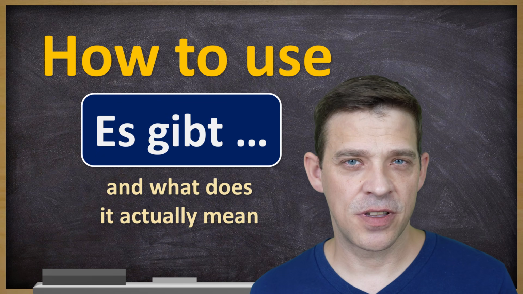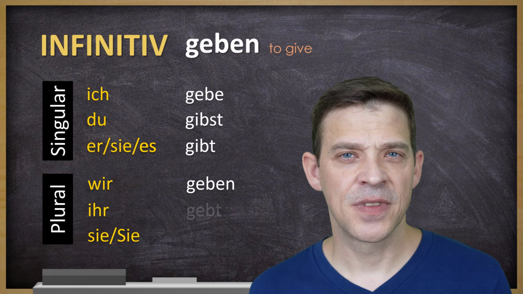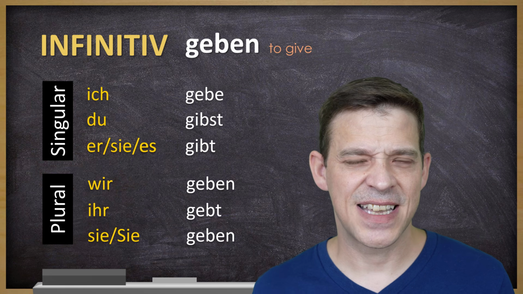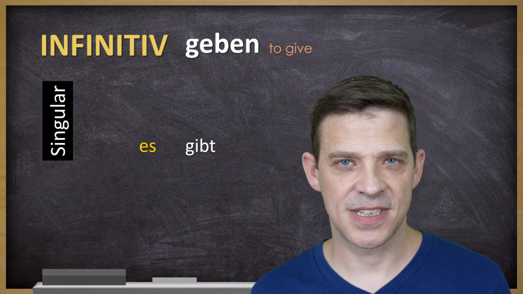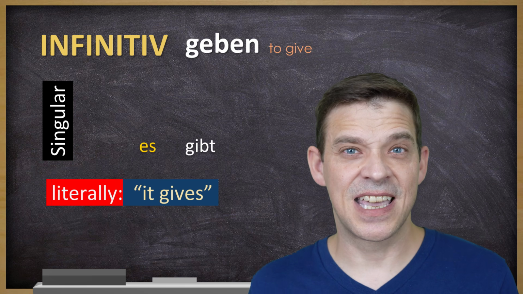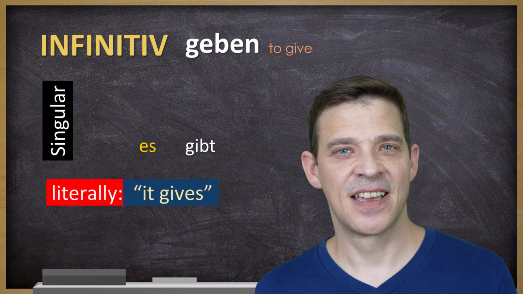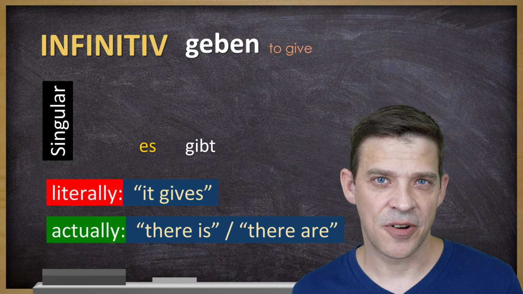We start with the verb geben, where it actually comes from. Geben, to give. And as you can see here, this es gibt is the third person singular conjugation in present tense, which literally means it gives. But actually, the meaning is there is or there are.